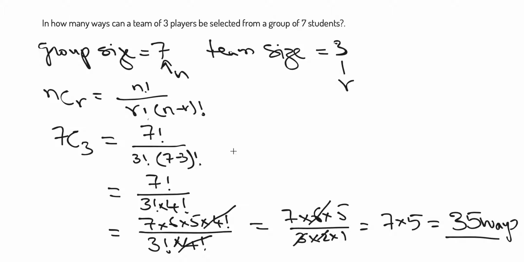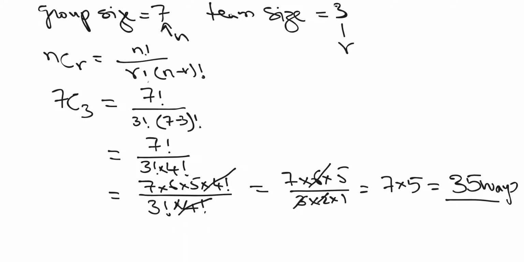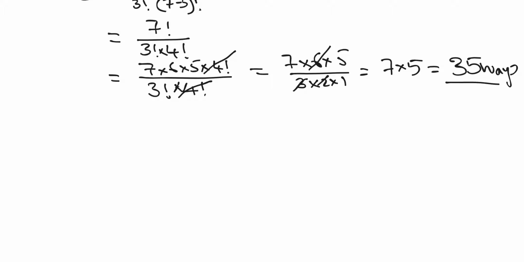So this is how we would do it step by step, but if you do this many times, then you can do this very fast. And let's take a look at that. Let me clean this here. So if I have another question very similar, where the group size is, let's say, 8, and the team size is, let's say, 5.